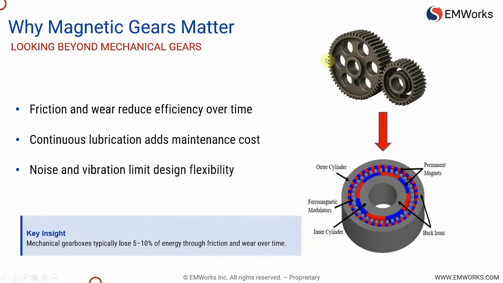Basically, mechanical gears are widely used in industry until now because they are already well established and well developed, but they are prone to some serious problems. First of all, they come with friction and wear, which reduces the efficiency of the drivetrain over time. And they need continuous lubrication and maintenance due to the physical contact between two rotors.